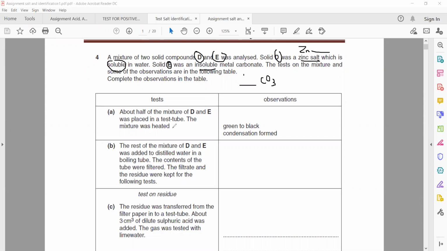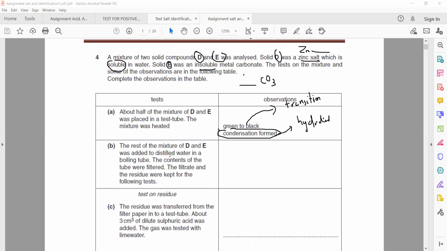Whenever you heat a salt and you observe condensation or water droplets, it means the salt is a hydrated salt. And if it turned from green to black, or black to green, it gives an idea that a transition element is present. About transition elements, you will learn in detail in the next chapter, the periodic table, which we will start next week, where you will learn the term transition element and their properties.